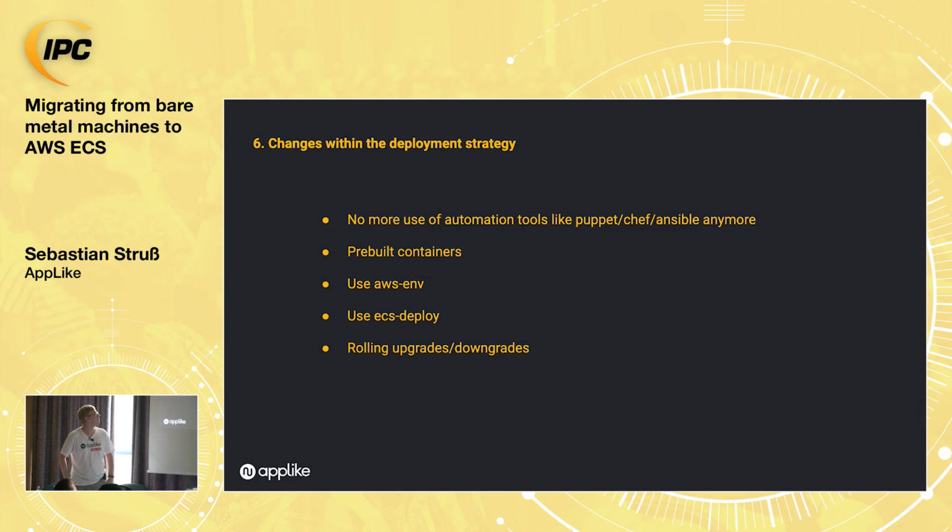Next are the changes to the deployment strategy, where we do not need to use automation tools anymore, which we had before, where we actually always deployed our Nginx, its configuration, PHP and its configuration, and the application itself. Instead of that, we use our pre-built containers that we can use for every environment. And another change is the use of AWS ECS that enables us to use the AWS SSM parameter store.